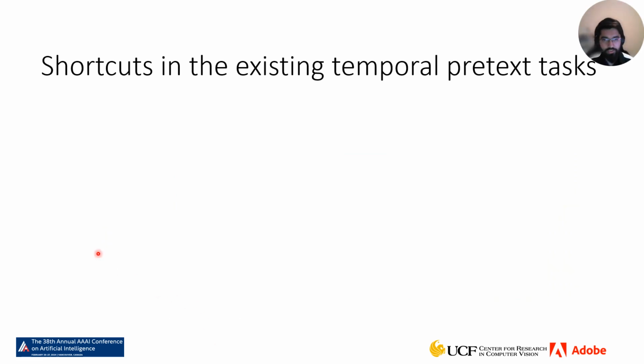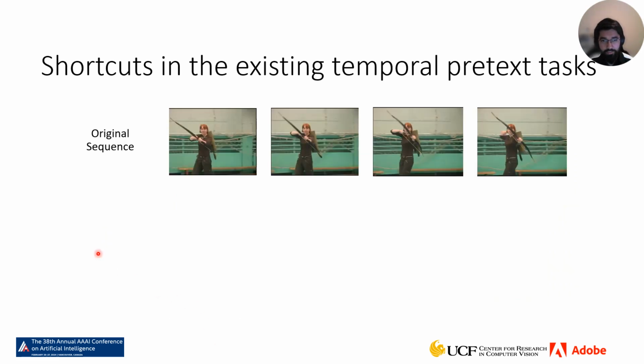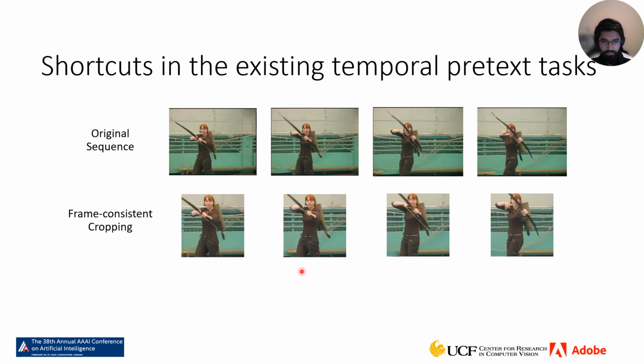To understand the shortcuts in temporal pretext tasks, let's look into the pre-processing of an input clip from the original sequence. From an original sequence, regularly a fixed region is selected and it is cropped throughout the whole sequence. So it means all crops would cover the same region. So it is called frame consistent cropping.